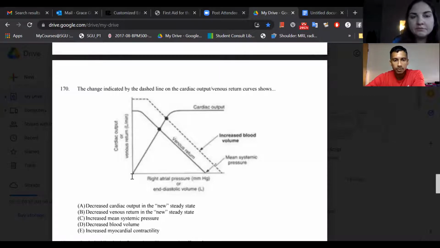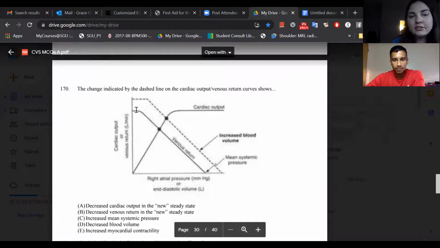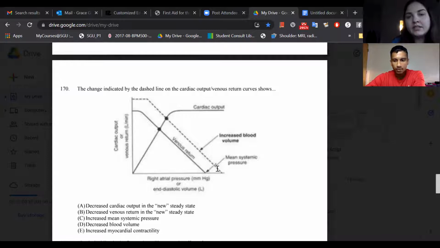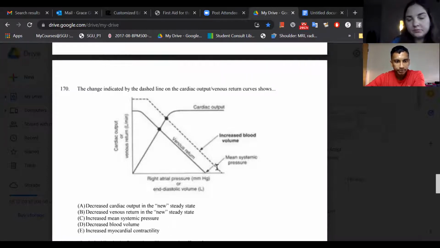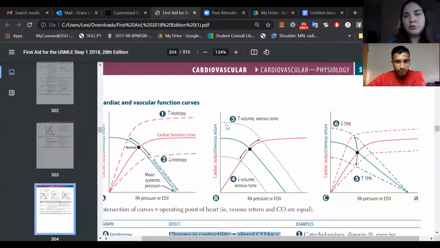Nice and labeled, right? Okay. So the changes indicated by the dashed line. So here's our venous return. Now it's higher. What would cause that? We'll flip back for a second. So we're looking at this graph, right? We have one here, and then we have this line that's moved up. So we need something that does this.